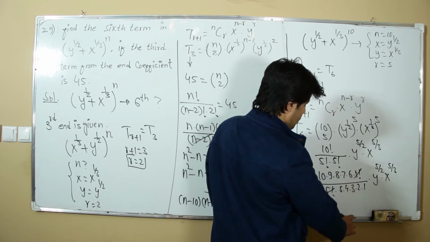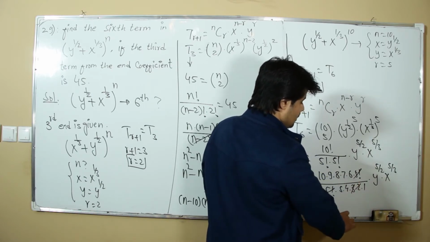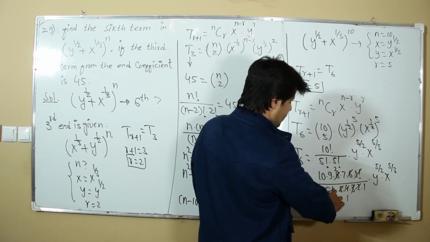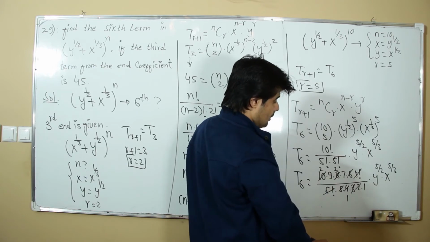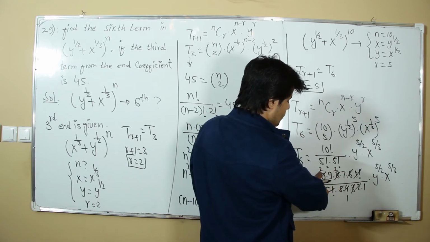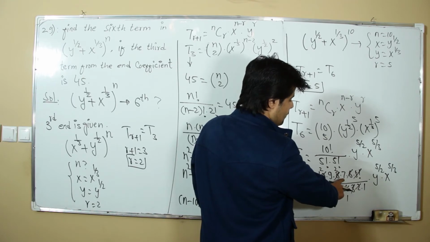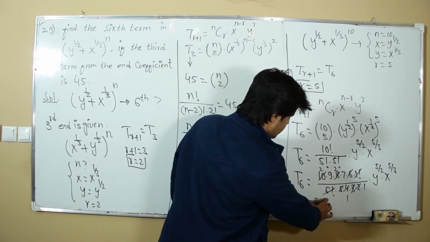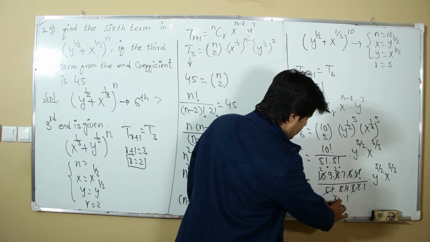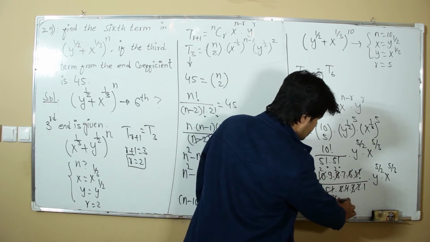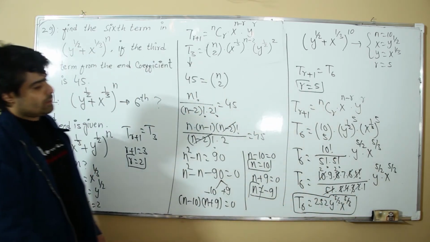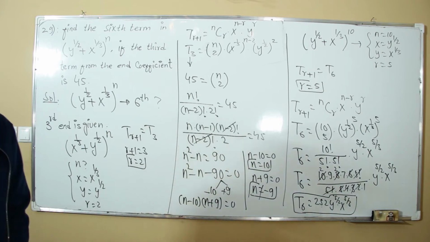And we have 2 times 3, it's 6, 6 with this 6, we have 2, and you have 5 with this one, it's 2. And 2 times 2, it's 4, 4 times 7, it's 28, 28 times 9, I think 252, y raised to the power 5 divided by 2, and x raised to the power 5 divided by 3. This is your sixth term. Write it, please.